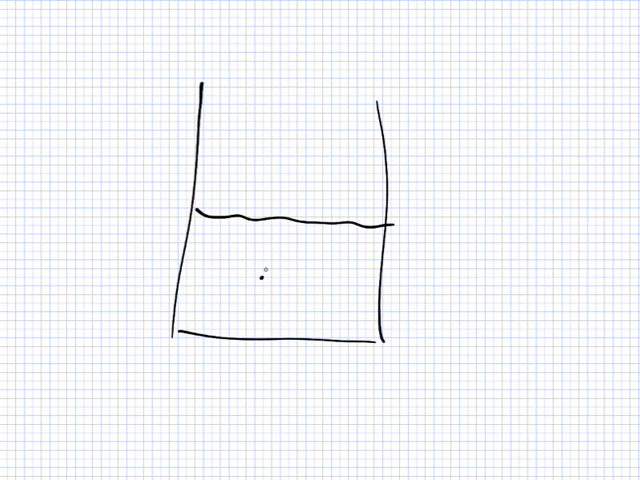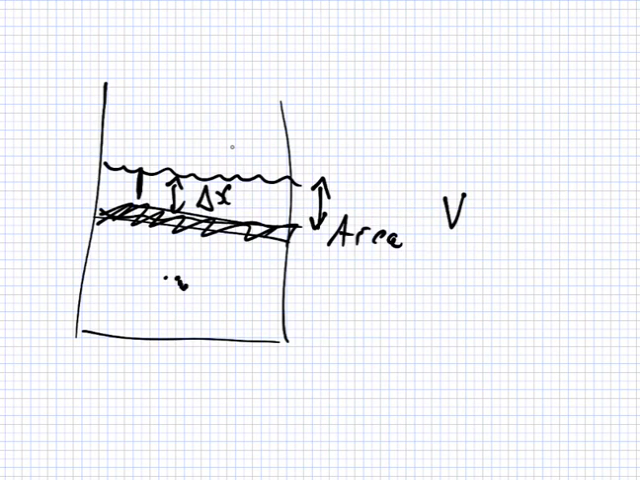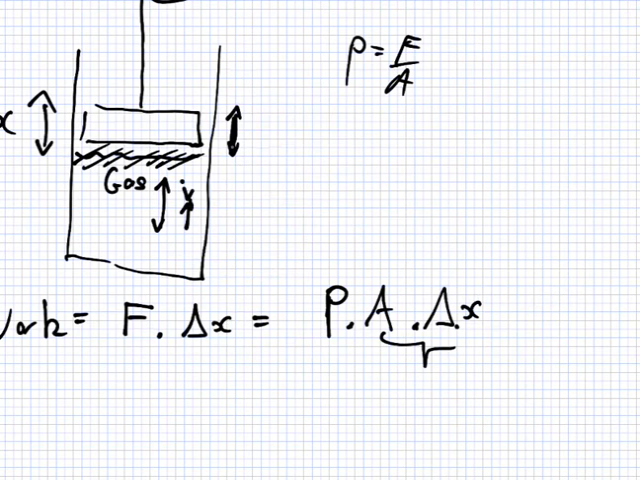Here's my gas, and then it increases to here. So this piece on the bottom, that's the area. If I multiply this area by this height, I get a volume. But it's not the volume I got, it's the extra volume I got. In other words, it's the change in the volume. So back here, I can replace this with pressure multiplied by the change in the volume.